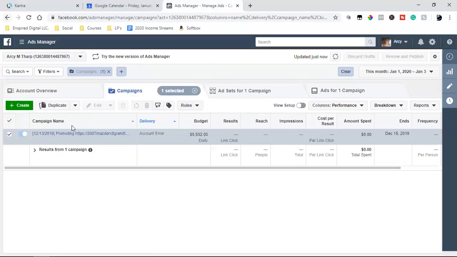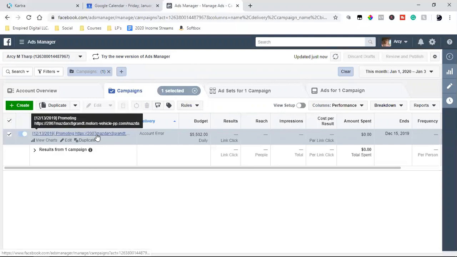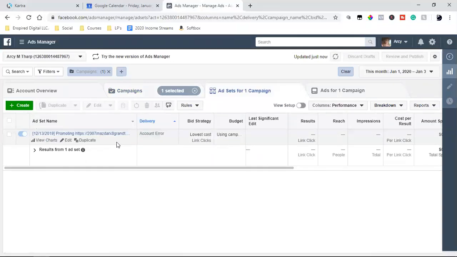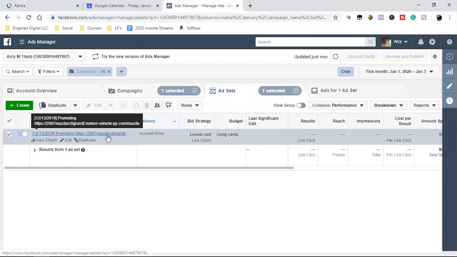What it comes down to is you got hacked. You got hacked, and that's crazy. I've never seen this before. Someone literally logged into your account and started running ads. Let me look at this ad. Started running ads for, I guess, a car. I mean, I don't know.